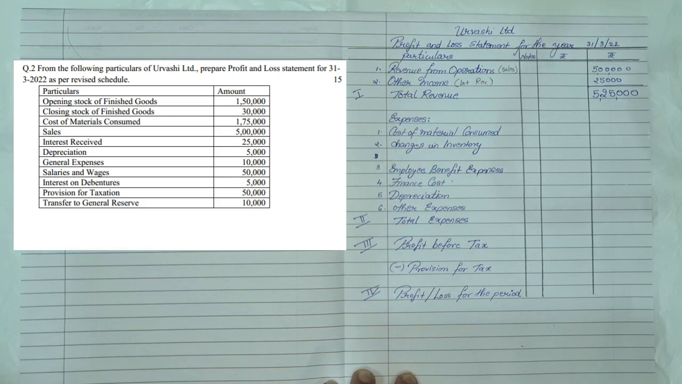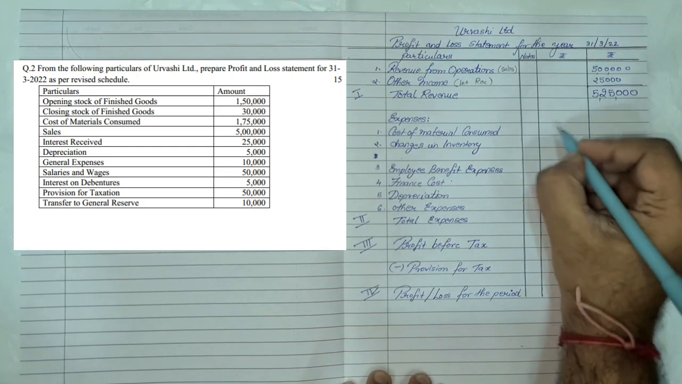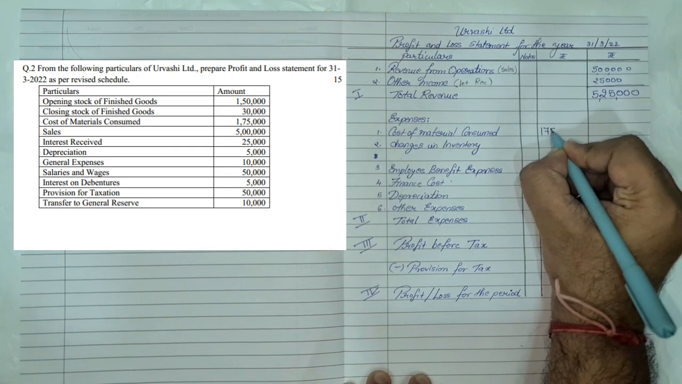Now under expenses, the very first thing is cost of material consumed. Let us check anything which is related to cost of material consumed, meaning any material you have purchased. Let us see what all things have been given. In the question, cost of material consumed is 1,75,000. So we take it as it is, 1,75,000.